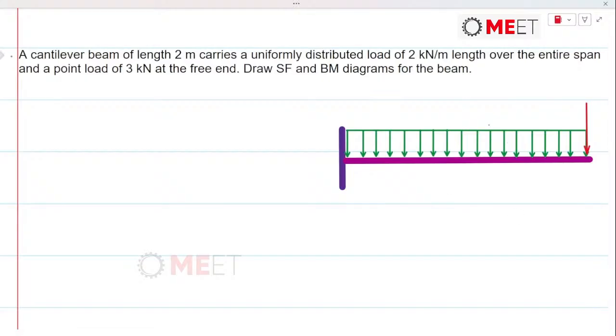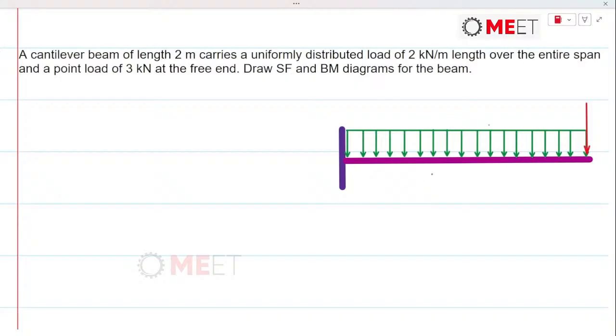In the question, it says about a cantilever beam whose span is 2 meters, and it is carrying a uniformly distributed load of 2 kilonewton per meter over the entire span, and there is a point load of 3 kilonewton at the free end. For this situation, the shear force and bending moment diagrams are required to be developed.